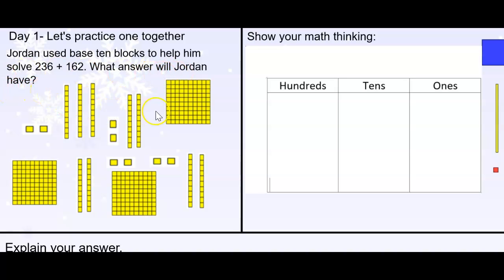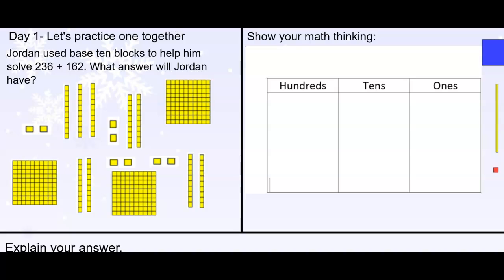Boys and girls, we're going to use the base 10 block strategy today to add Jordan's numbers, 236 and 162, to get the sum or the answer. Here are Jordan's blocks, but we're going to organize our math thinking a little bit differently. We're going to use our place value chart to organize our ones, tens, then hundreds. Then we'll add it all up to find the sum and explain our answer so that someone else will know what we were thinking.